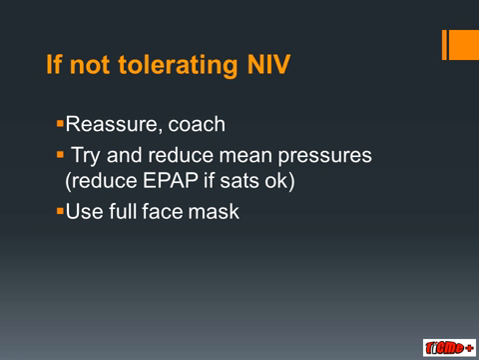Patient tolerability can be a problem with NIV, and if your patient is struggling, the first thing you need to do is reassure them and coach them. Sometimes a one-on-one period of nursing attention is all you need to get the patient through. If possible, you should try and reduce the mean airway pressures. If the SATs are doing very well, then reducing EPAP is the first step. If you have one available, a full face mask is often better tolerated than one of the tighter fitting masks.